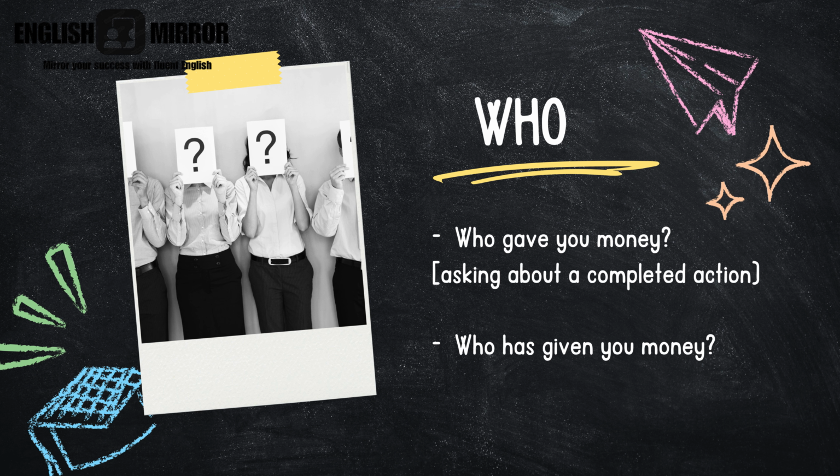Examples, who gave you money? Asking about a completed action. Who gave you money? Past action. We are asking about a past action. The next example, who has given you money? Just now I have some money with me, and one of my parents or someone is asking who has given you money. The money with you, who has given it to you?